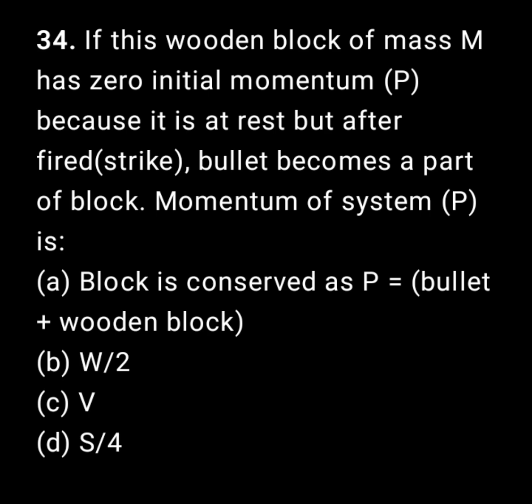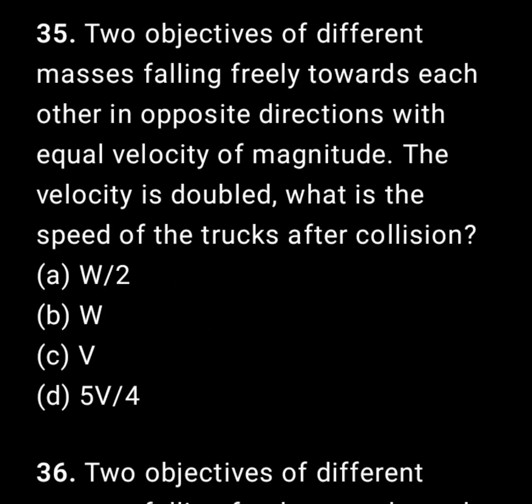4. 36. Two objects of different masses falling freely towards each other in opposite directions will experience the same: A. Change in momentum per unit time. B. Change in velocity per unit time. C. Decrease in gravitational potential energy per unit time. D. Increase in kinetic energy per unit time.